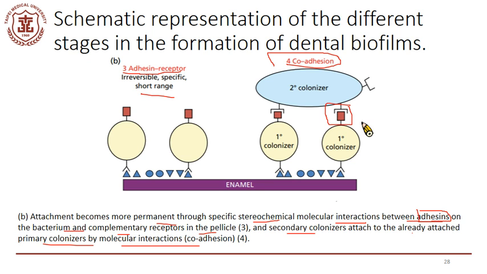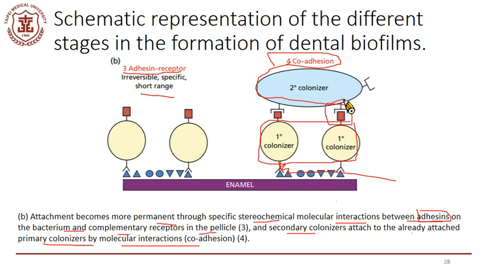So what happens, as we say, the first colonizers are the only ones that are able to have these weak connections with the pellicle. The second colonizers, bacteria, don't have the structure, the energy, or the characteristics to get attached to the enamel. But they can connect to the first colonizers, and their connection is really strong. Okay? It becomes better, it becomes stronger.